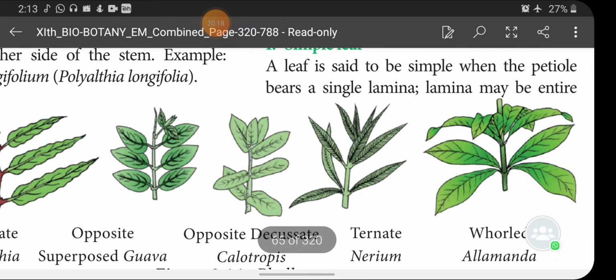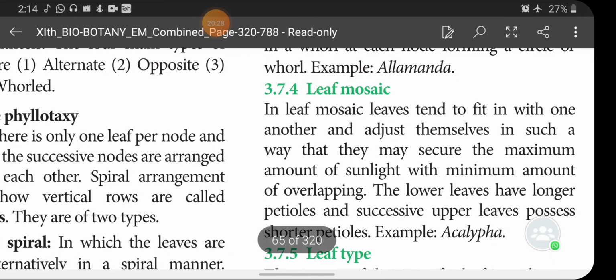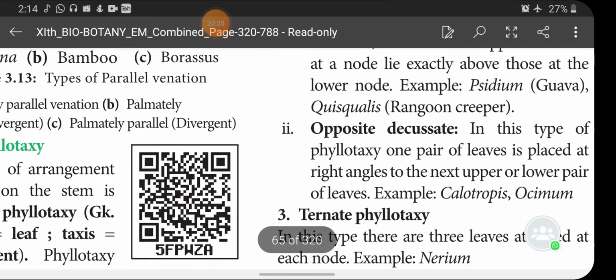If the nodes possess more than three leaves, that is four, five, which are arranged in a whorl in a node, that is called whorled. Okay. The example for each type is very essential, children.